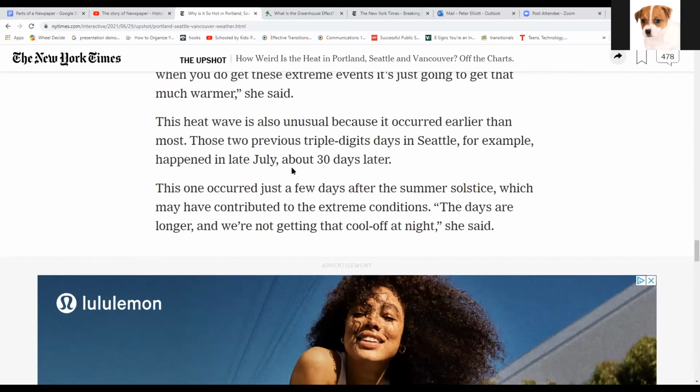This heat wave is also unnatural because it occurred earlier than most. Those previous triple-digit days in Seattle happened in late July, about 30 days later.